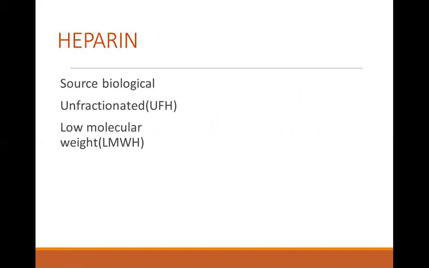Then heparin. The source of heparin is biological; heparin is extracted from biological sources. There are different types. One is unfractionated heparin, and recently we are using low molecular weight heparin, as it is sometimes more effective than unfractionated heparin.